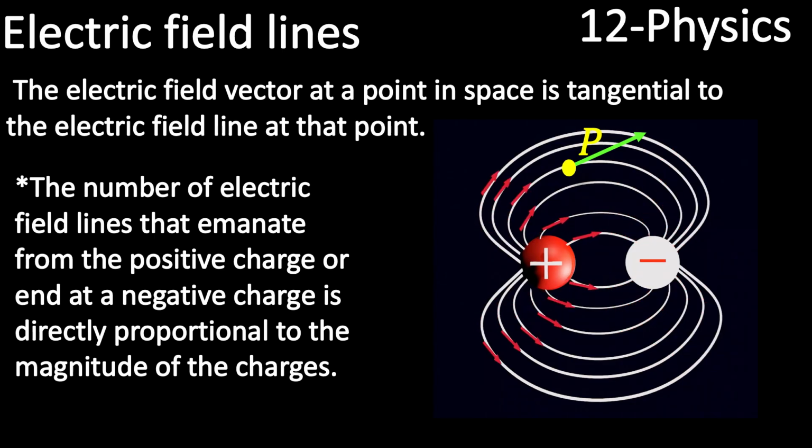The electric field vector, for example, let us consider a point P on this electric field line. Here, the electric field vector is tangential to the electric field line at that point.